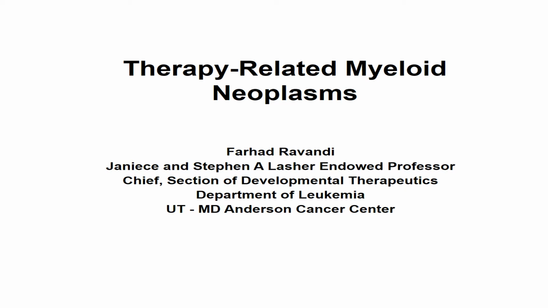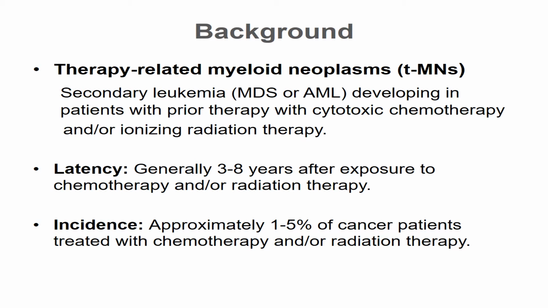And when we think about secondary AML, we think about either AML secondary to antecedent hematological disorder or therapy-related myeloid diseases, and I'm going to really focus on therapy-related myeloid neoplasms. So these occur after prior chemotherapy, radiation, or a combination of the two, and usually have a latency period of about 3 to 8 years after exposure. And incidence is variable depending on various series, up to about 5% of cancer patients that you treat in your practice.